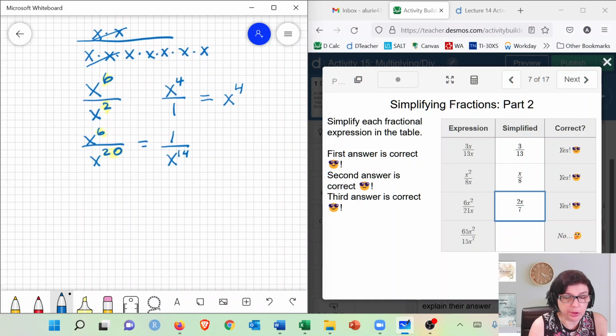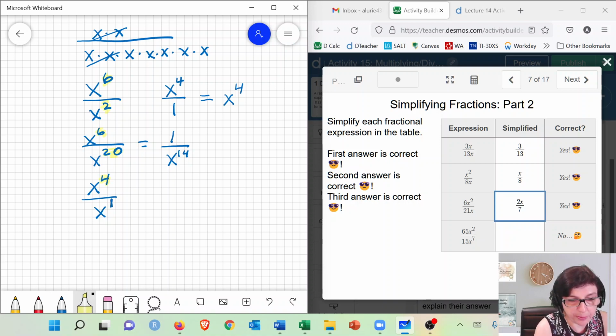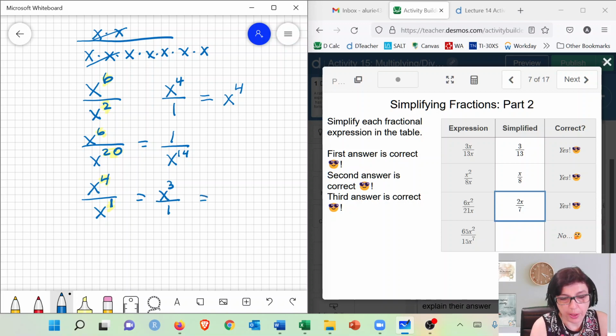Sometimes it could be a little bit trickier. For example, let's say you have x to the power 4 divided by x. So x is the same as x to the power 1. You need to know that. And so when we subtract the powers, you're going to wind up with x to the third. And then yes, you can divide it by 1, but you can just write it as x to the third. All right, so that's it as far as canceling x's.